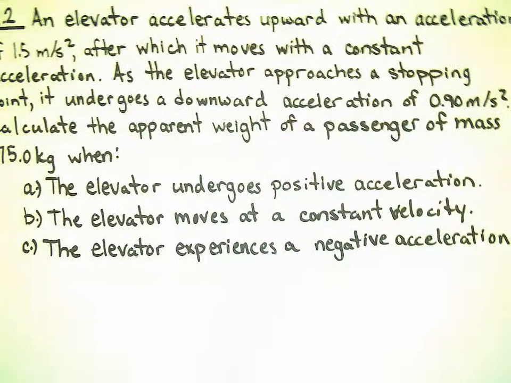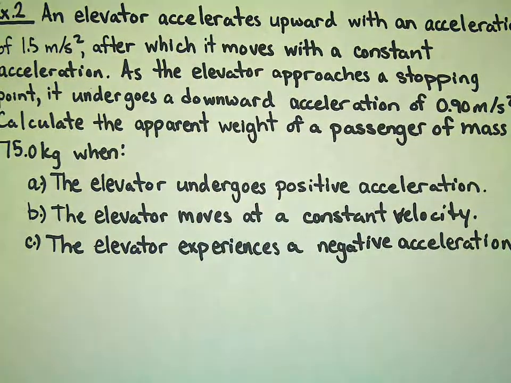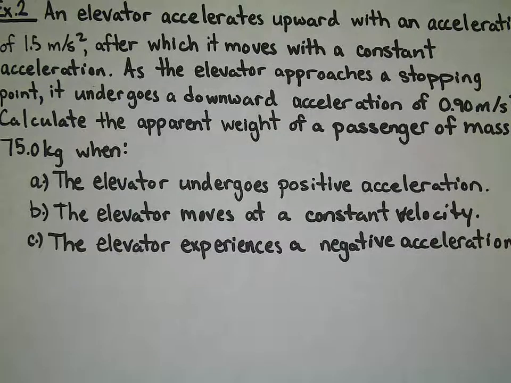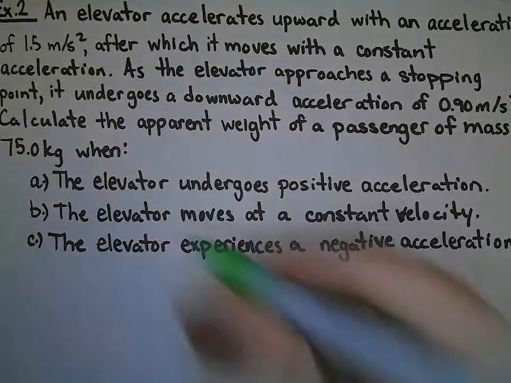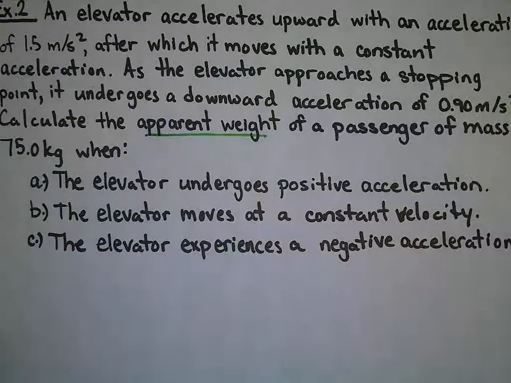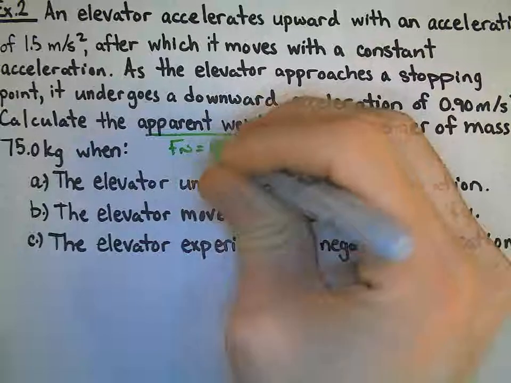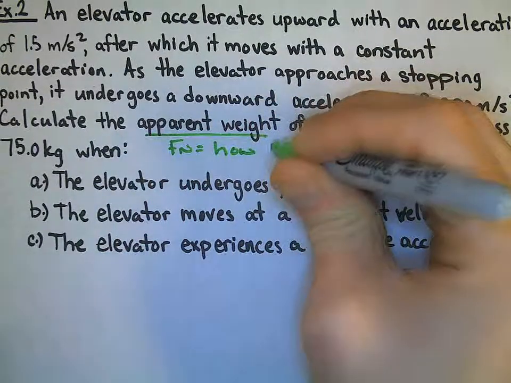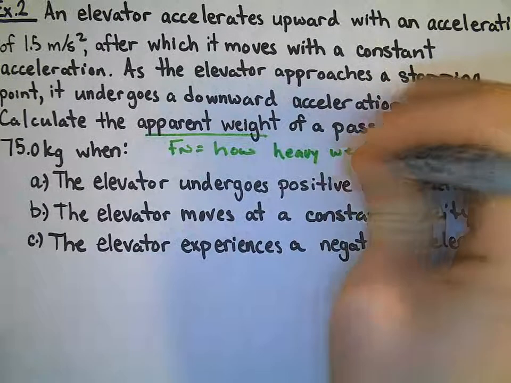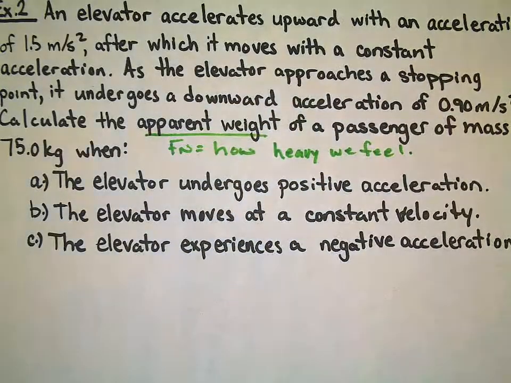Example 2. Let me zoom on up here. An elevator has an upward acceleration of 1.5 meters per second squared, after which it moves at a constant velocity. As the elevator approaches a stopping point, it undergoes downward acceleration. Calculate the apparent weight. What is the apparent weight? This is basically our normal force, and we can explain this as how heavy we feel. And we have the mass of this passenger at 75 kilograms.